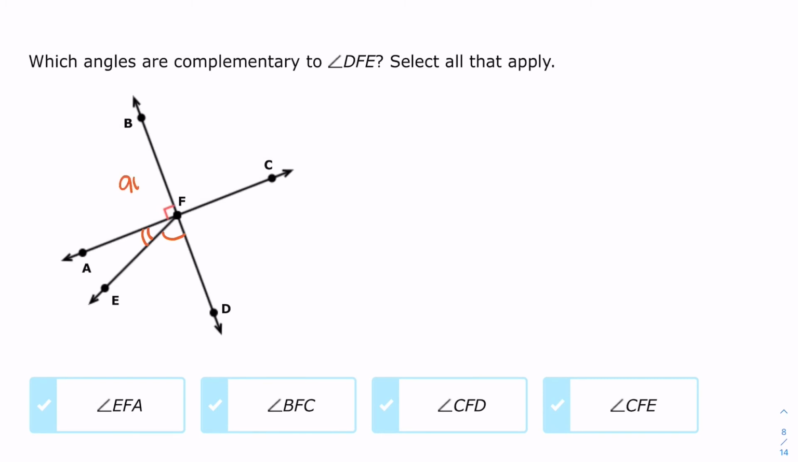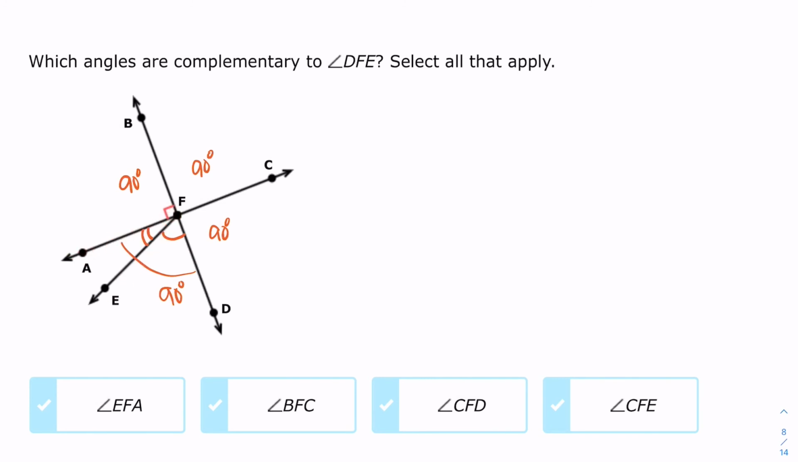So yes, this one's 90 degrees, this one's 90 degrees, this one's 90 degrees. Together, this is 90 degrees. And that's what I'm looking for. So what is complementary to DFE? There's only one answer, and it's EFA. Now, it can be EFA or AFE.